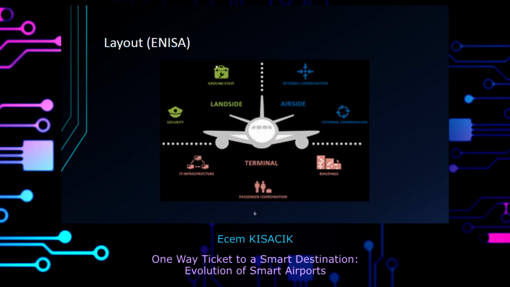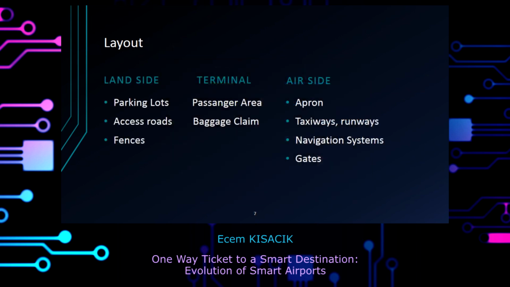Well, airport zones. Landside is more public, airside is more restricted. Here in Europe we add another part, the terminal. And as we can see, the airport perimeter, the roads, parking lots, and fences are landside. Apron area, taxiways, runways, and gates are airside.